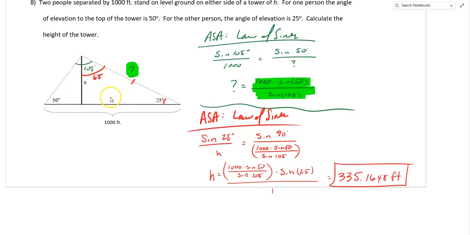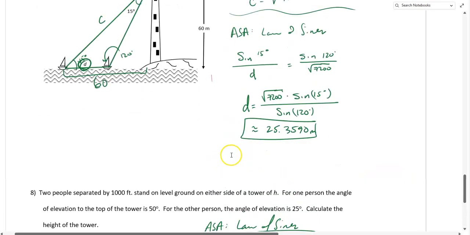If you want to use right triangle trigonometry, you should be able to get the height, the opposite side from this angle, to be 335 feet. But you'll notice that I used the law of sines with the angle measure here being 90 and the opposite side length being the quantity that we just computed from the step prior.